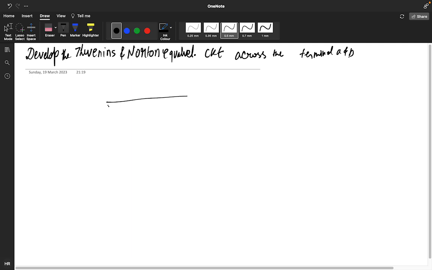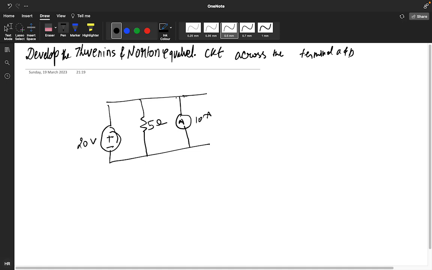So you have a question. This is your voltage source, positive, negative. This is 20 volt. This particular is 5 ohm. This is 10 ampere, and this is your A, this particular is B. So you need to find the Thevenin's and Norton both. So let's find the Thevenin's equivalent circuit first.